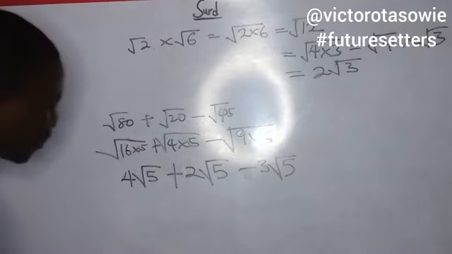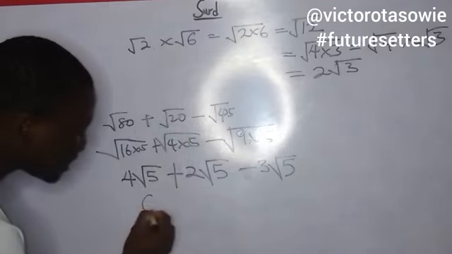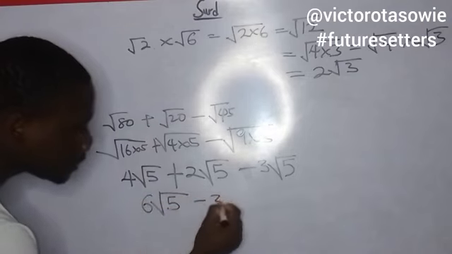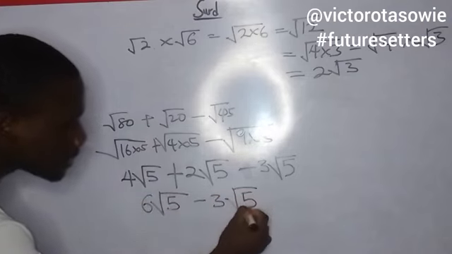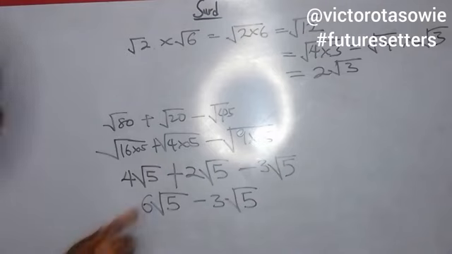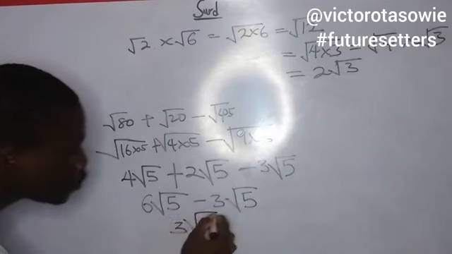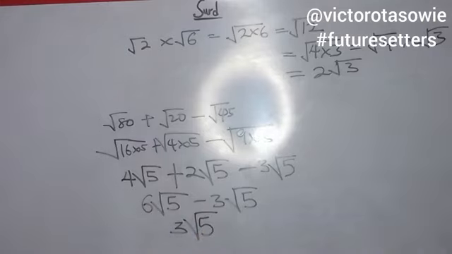Now you ask yourself this question. 4 plus 2 is 6. Now we have the root, which is similar, 5. Minus 3 root 5. Now you ask yourself a question again. 6 minus 3 is what? 3. So it's also going to give us 3 root 5. And that's going to be our final answer.